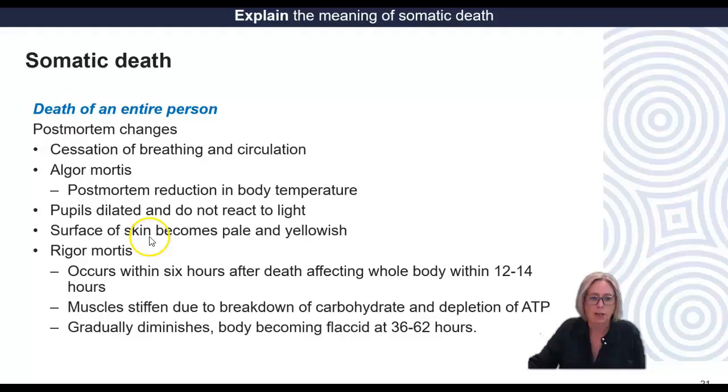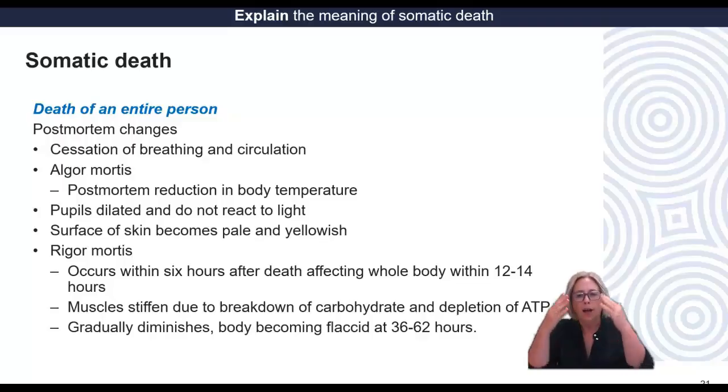The pupils become dilated and they don't react to light, and the surface of the skin becomes pale and yellowish. And there are these really characteristic changes in facial features where the cheeks and the nose assume a peaked effect. And that's because of the draining of blood from the face and it accumulating in lower tissues due to gravity.